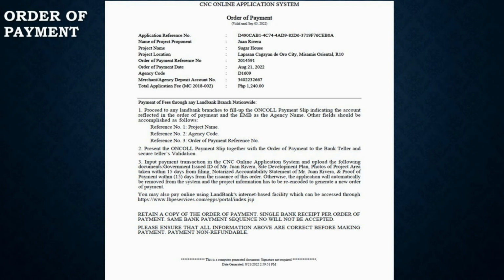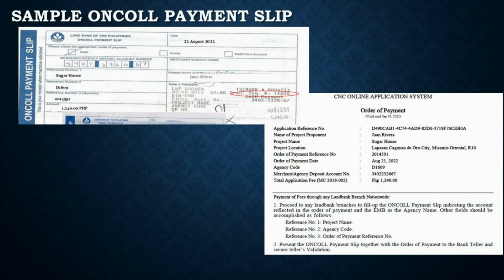The order of payment looks like this. Print this out and pay at any Land Bank branch. You can also pay online, but this will be discussed in another video. At the bank, ask for an on-call payment slip. Then, fill up the required information. Refer to the details indicated in the order of payment form that you printed a while ago.